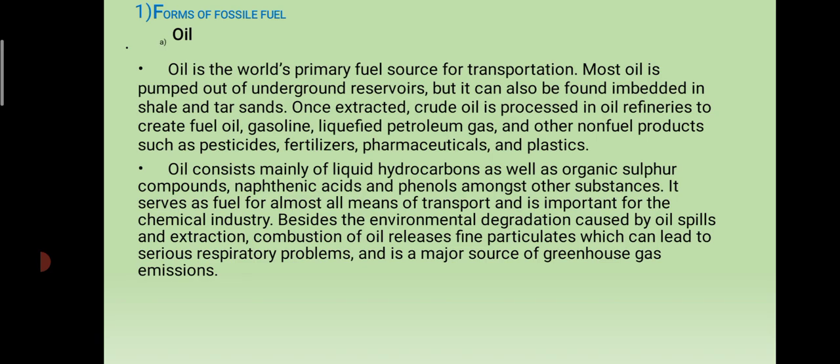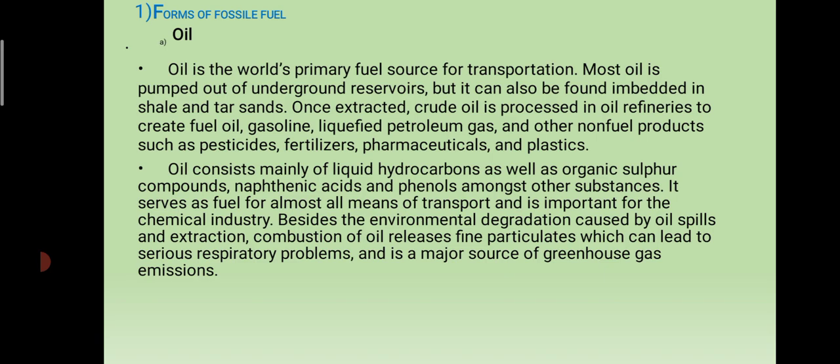Let's see oil. Oil is the world's primary fuel source for transportation. Most oil is pumped out from underground reservoirs, but it can also be found embedded in shales and tar sands. Once it is extracted, crude oil is processed and the oil refinery creates fuel oil, gasoline, liquefied petroleum gas and other non-fuel products such as pesticides, pharmaceuticals and plastics.